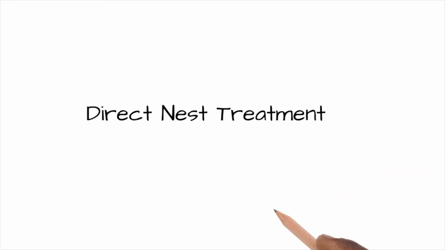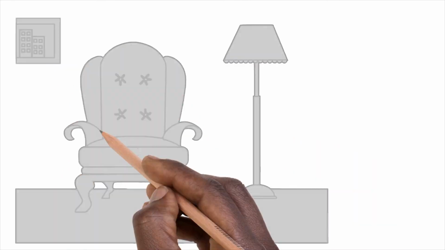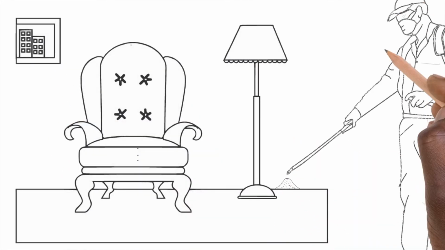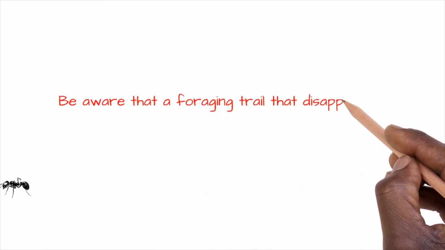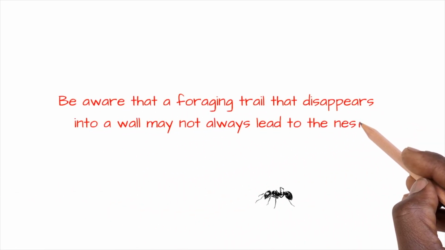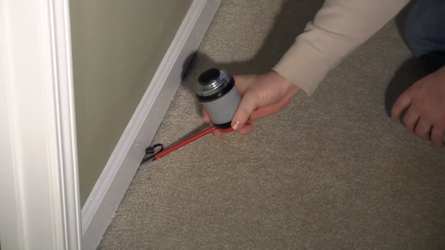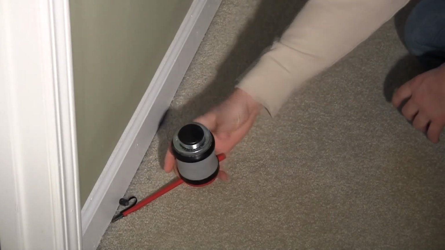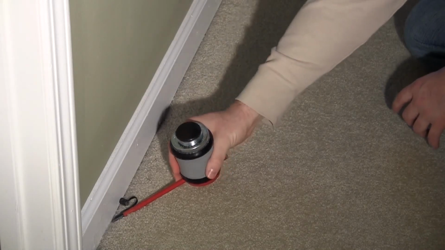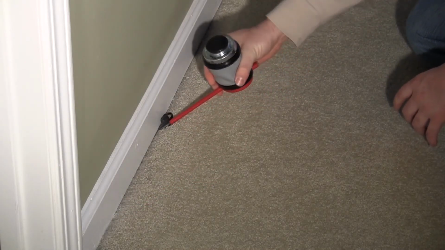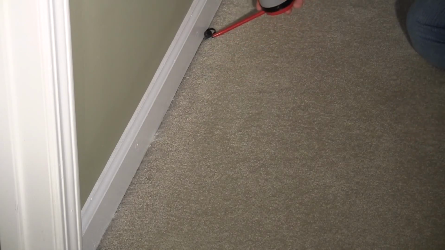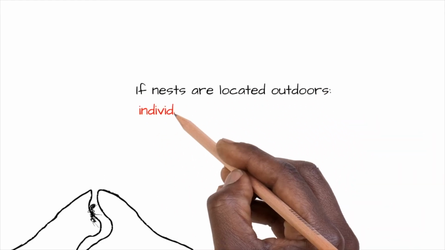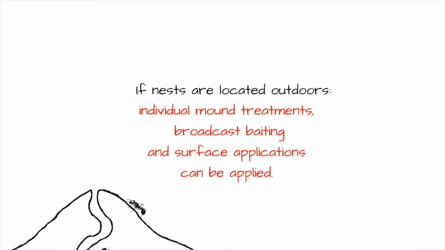Direct nest treatment. If nests are indoors and can be located, treat them with an insecticide registered for this use. Be aware that a foraging trail that disappears into a wall may not always lead to the nest. Dust formulations are preferred for treating nests indoors because they do not stain. They generally give longer residual control than sprays and will fill a void. Apply dust sparingly in thin, even layers in the ant nest area. If nests are located outdoors, individual mound treatments, broadcast baiting and surface application can be applied.